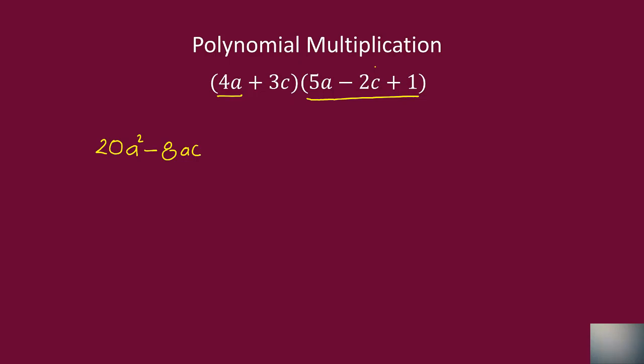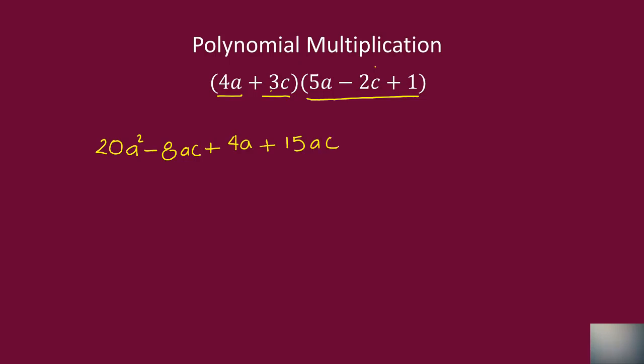Now let's multiply 4a times plus 1. Positive times positive, positive. 4 times 1, 4, and the a stays like that. 4a times 1, 4a. We're done multiplying the first term times every term in the second polynomial. Now we need to multiply the next term, 3c. 3c times 5a, positive times positive, positive. 3 times 5, 15. C times a, ca. But the correct order is alphabetical, so it would be ac.